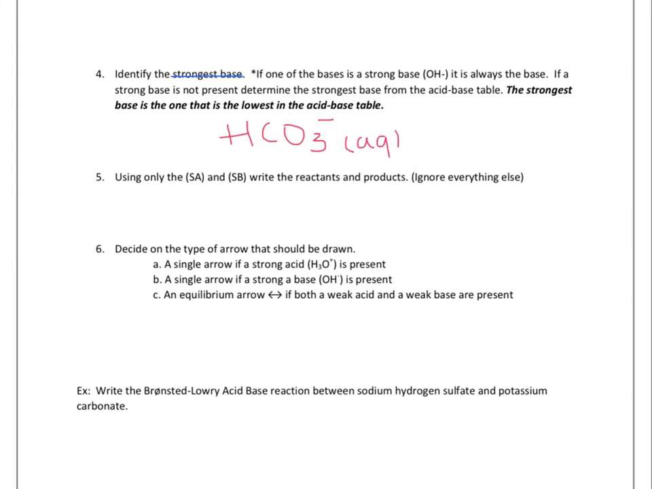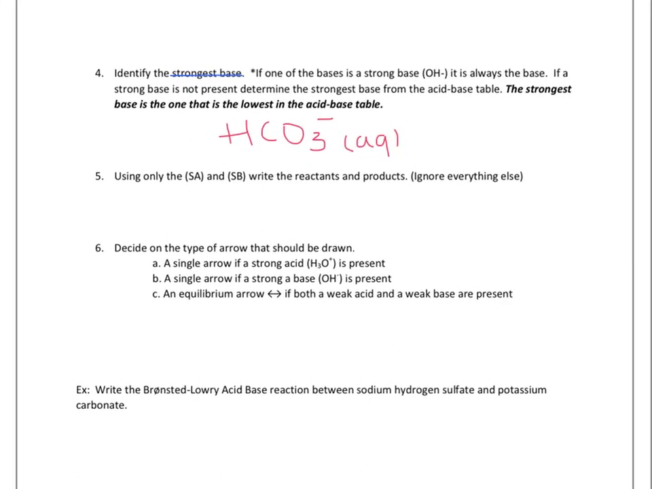Once you've identified the strongest acid and the strongest base, we now need to write those as the reactants. So again, I have HSO4 negative and HCO3 negative. For now, I'm going to forget about the arrows and just predict what the products are going to be. Recall that HSO4 negative is our acid, HCO3 negative is our base, so the HSO4 is going to donate an H positive, or a proton, to HCO3.